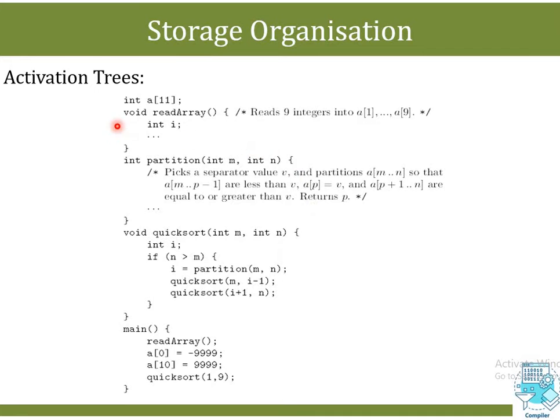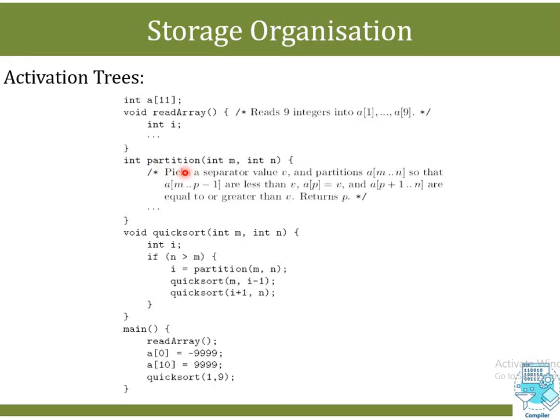Then we have defined a function called read array, which is used for reading 9 values from the user and storing them in the array called A. We have a function called read array, and we have a function called partition. Don't worry about the implementation of this function. It is not important from this point of view.